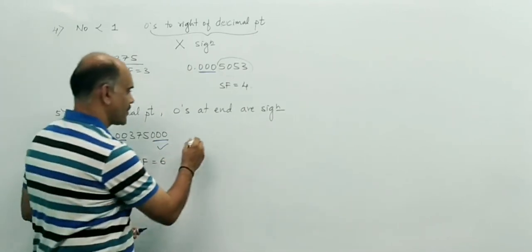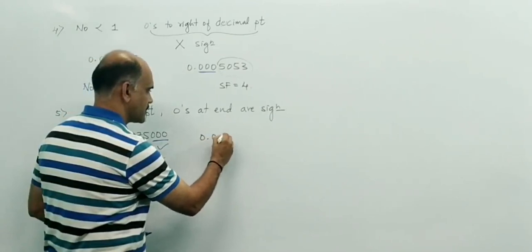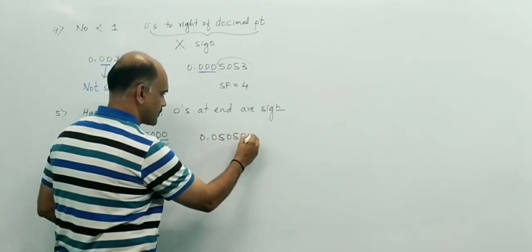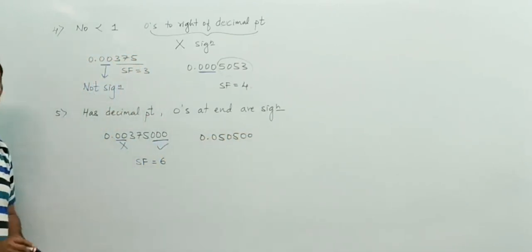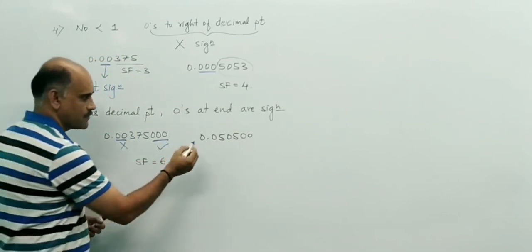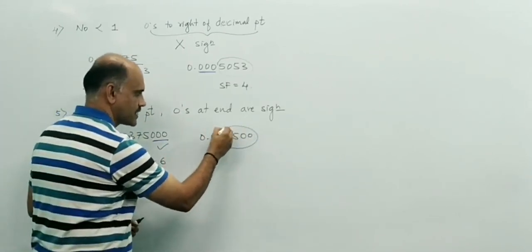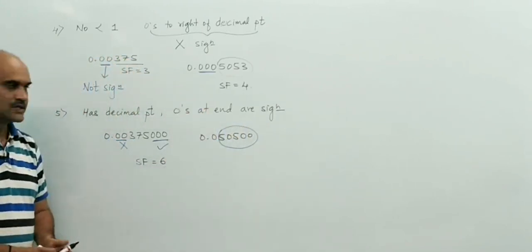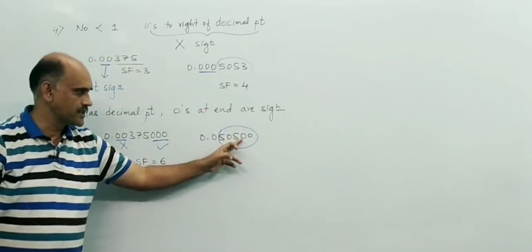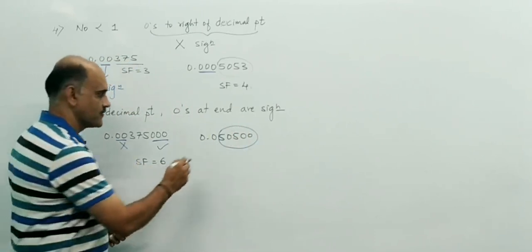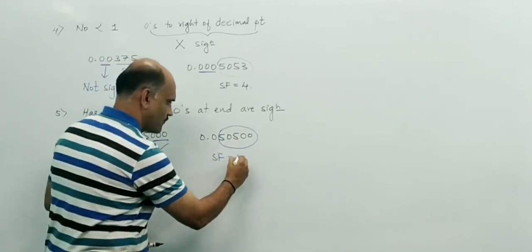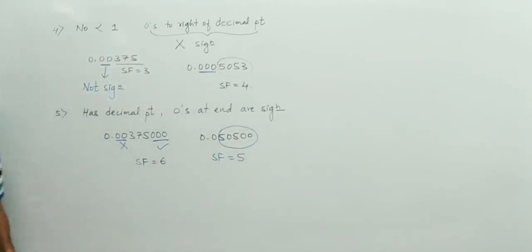Now similarly, for example, 0.050500. After the decimal point, this zero is not significant, while all these are significant. So you will have 1, 2, 3, 4, 5. So the significant figures equal 5. Clear, students? Now finally, the sixth one.